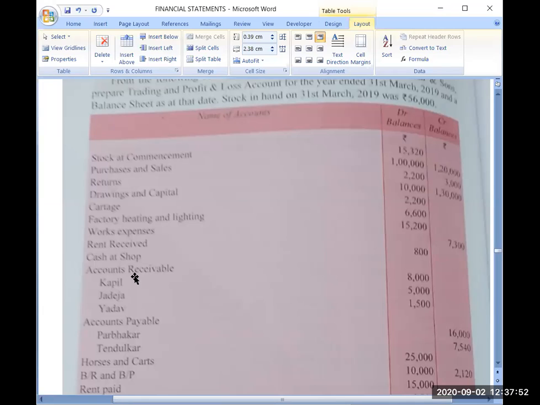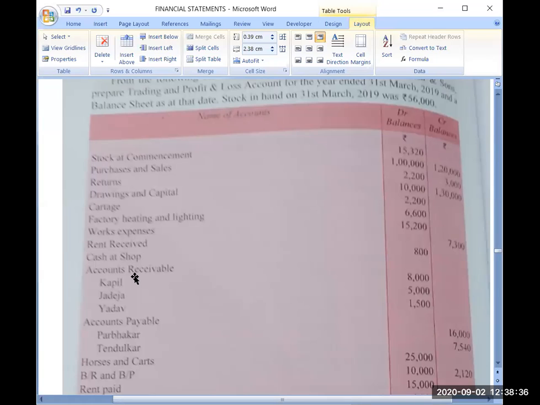Now the point is that first decision I have done, which type of account these are: personal. Then second decision I have to do, where should I write it? Either in trading account, profit and loss account, or balance sheet. So when you identify the nature, you will come to know that it is a personal account. That's why it will go to balance sheet. Now in balance sheet also there are two sides, one is asset and one is liability. So I have to decide where should I write it. Because it is having debit balance, that's why it is an asset of the business. So that's why it will go to asset side.